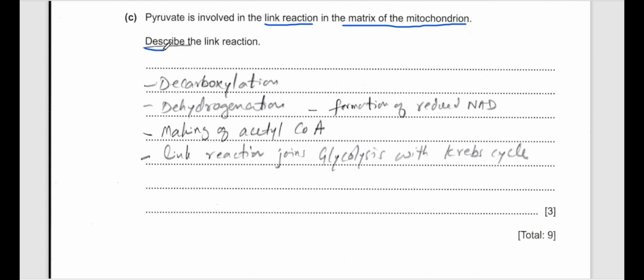Describe the link reaction. Describe. Again, the command word is describe. So I told you, whenever the word describe comes, the command word is describe. You just need to focus on the main points or the main features or the main steps of any type of reaction or the process, etc. And if you see the marks, 3 marks are there. It means 3 main important points of the link reaction you have to talk about.